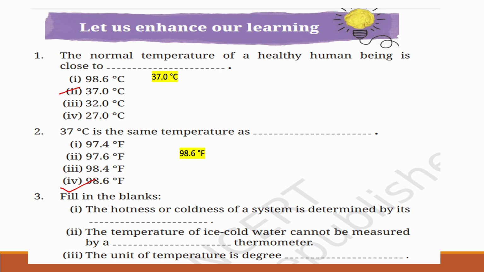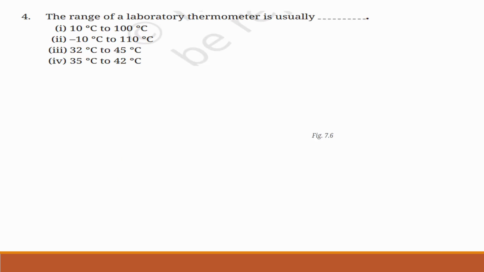The hotness or coldness of a system is determined by its temperature. The temperature of ice cold water cannot be measured by a clinical thermometer. The unit of temperature is degree Celsius. The range of a laboratory thermometer is usually minus 10 degrees Celsius to 110 degrees Celsius.